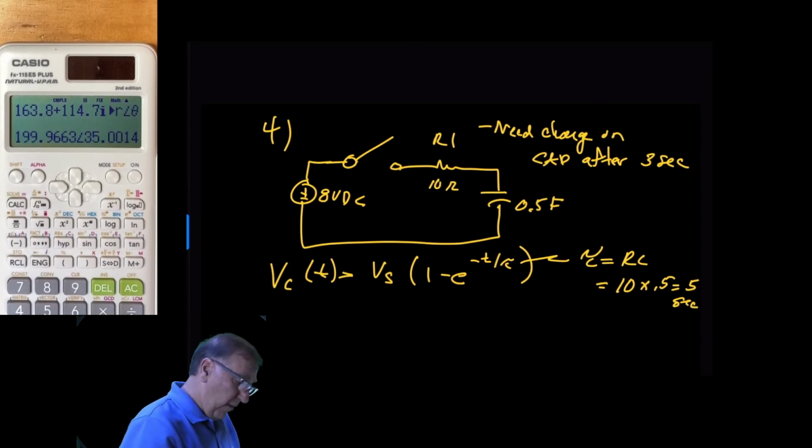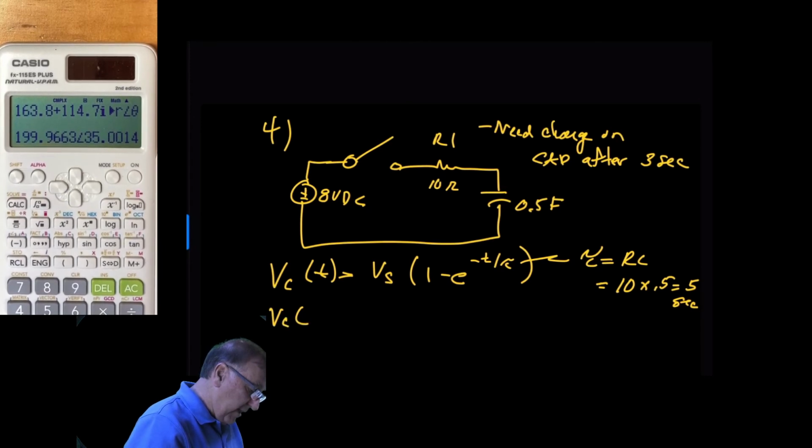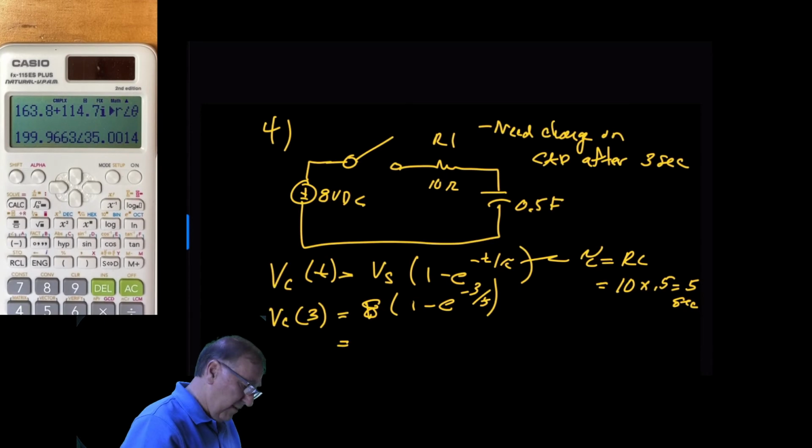Okay, so now we can plug that in, and we can say V of the capacitor, and the time we're interested in is 3 seconds, so we're looking for t at 3 seconds equal to Vs, which is 8 volts DC, times 1 minus e to the minus t, which is 3 over tau, which is 5. And you can run your calculator and solve that very easily, and that comes out to 3.61 volts.